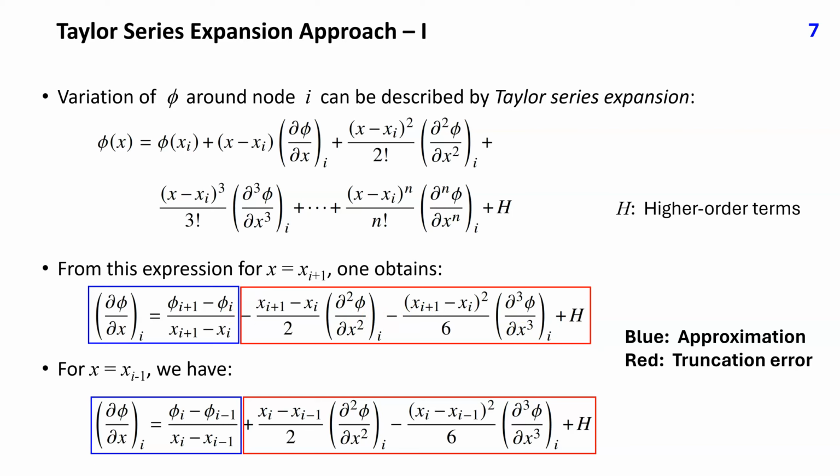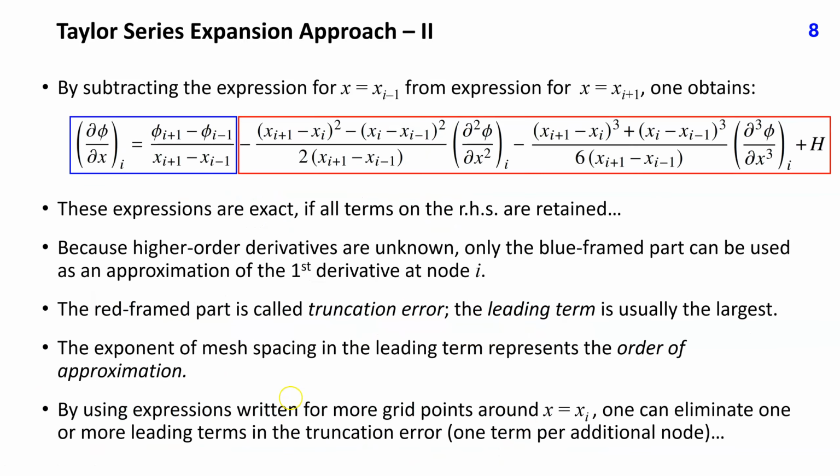In a similar way, replacing x by xi minus 1, we obtain the blue framed backward approximation with its corresponding truncation error. By subtracting the last expression from the previous one, we can obtain the following expression for the first derivative at point I. The blue framed part corresponds to the approximation given by the line labeled central in slide 6. The red framed part represents the truncation error.